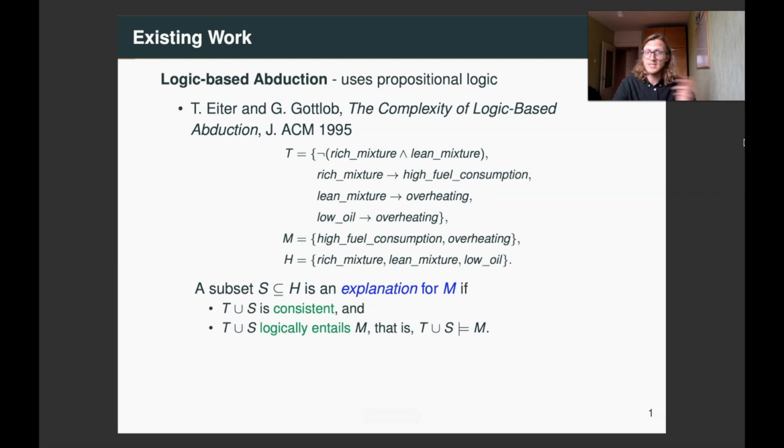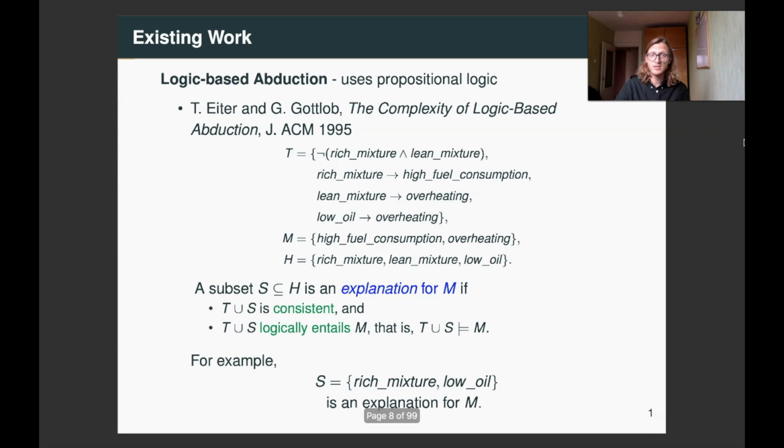So what is an explanation? An explanation is a subset of these hypotheses which, together with the theory, is consistent and logically entails the observed manifestations. In our context, we want to explain high fuel consumption and overheating, given the theory. As it currently stands, note that the theory together with the set of all hypotheses is not consistent, because rich mixture and lean mixture cannot occur together. So in this situation, for example, rich mixture together with low oil is an explanation for the manifestations.